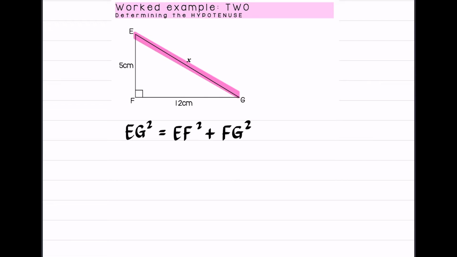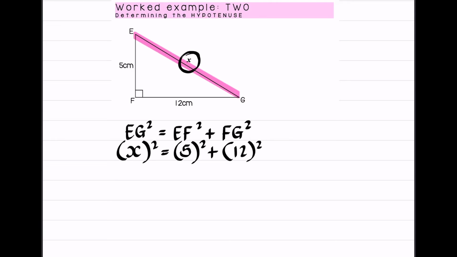So now EG, I have been given EG as x, so I'm going to substitute it in as an x squared equal to EF, which is 5 squared, plus FG is 12 squared. So I have x squared equal to 5 squared, which is 25, plus 12 squared, which is 144. So I have x squared equal to 25 plus 144, which is 169.